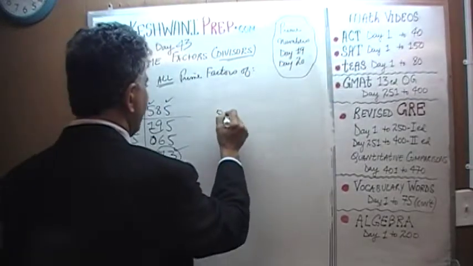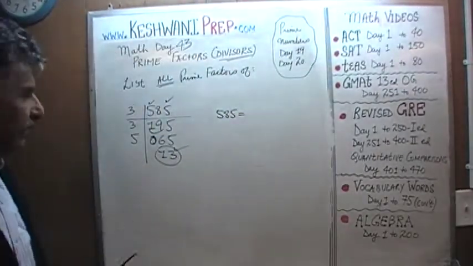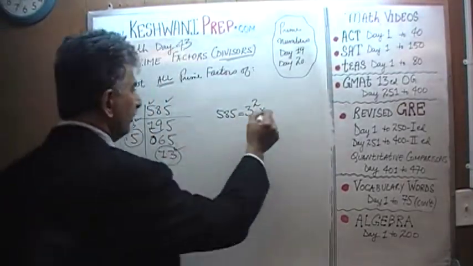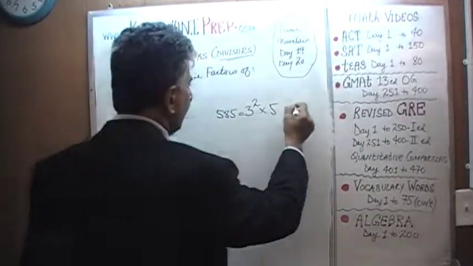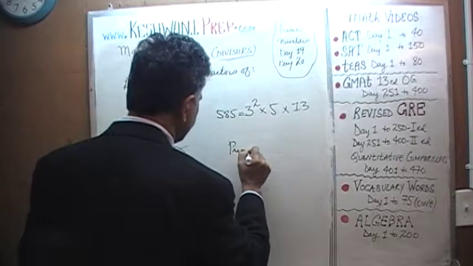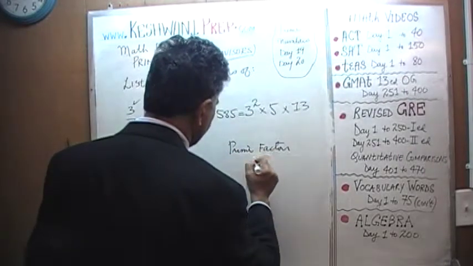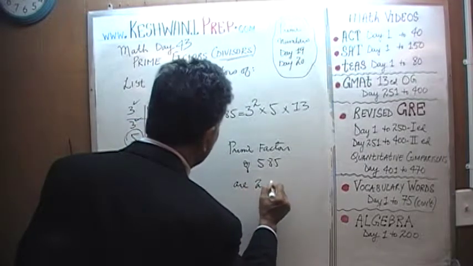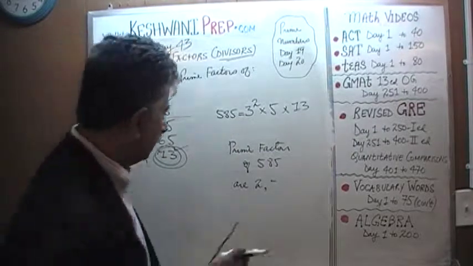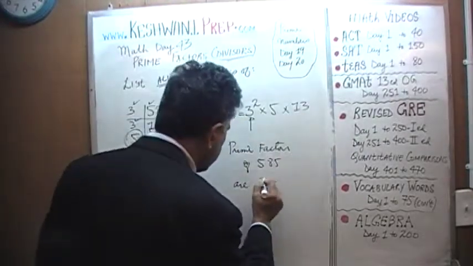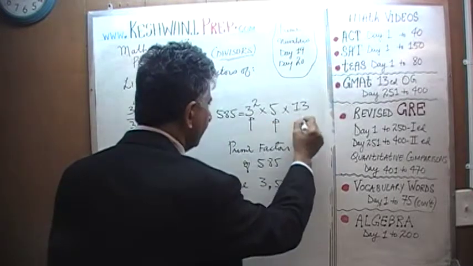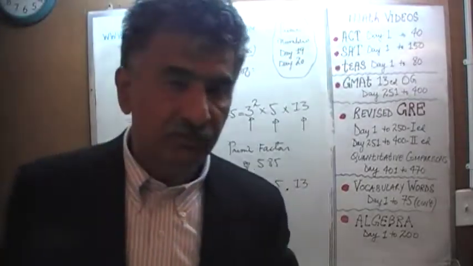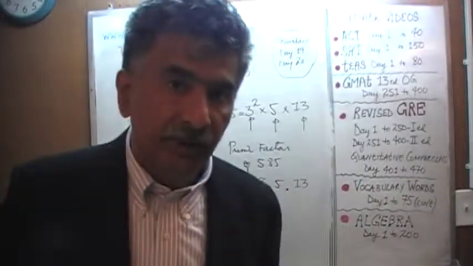What we find is that 585 is simply equal to 3 times 3, 3 squared, times 5, times 13. And therefore, the prime factors of 585 are 3, 5, and 13. 585 has 3 prime factors, namely 3, 5, and 13.